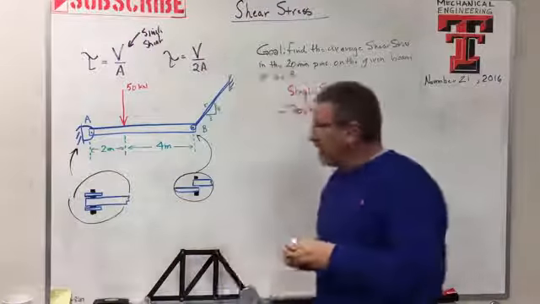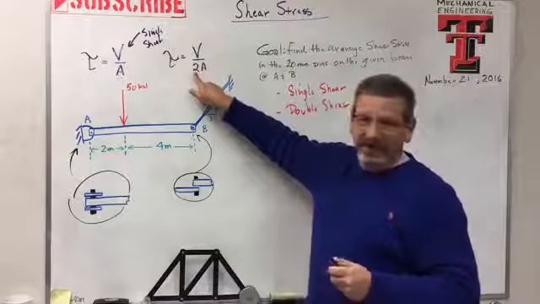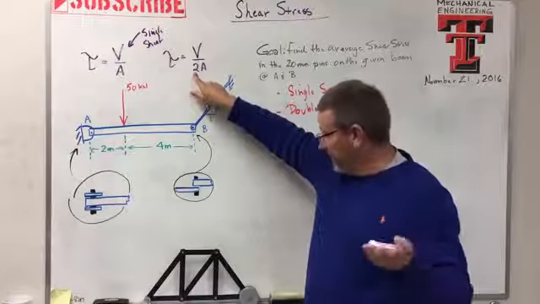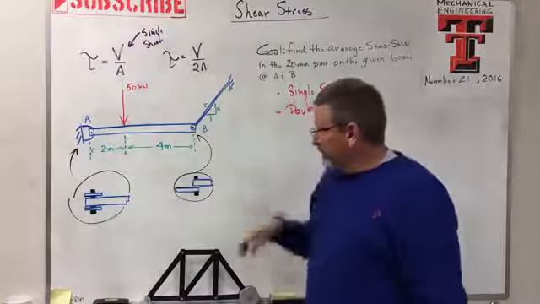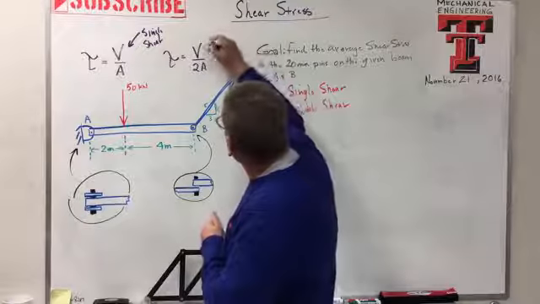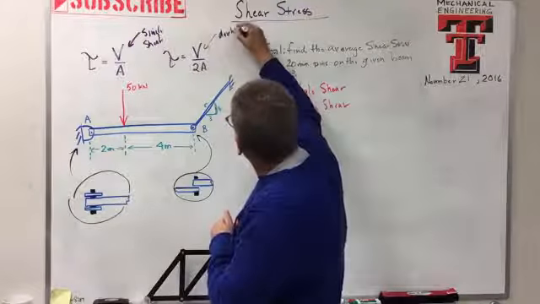Okay? This just tells me how many areas I have. And if I had something weird like a triple shear, I've never seen one, but I don't know, you put a 3 there. But there's your single shear. Here is your equation for double shear.